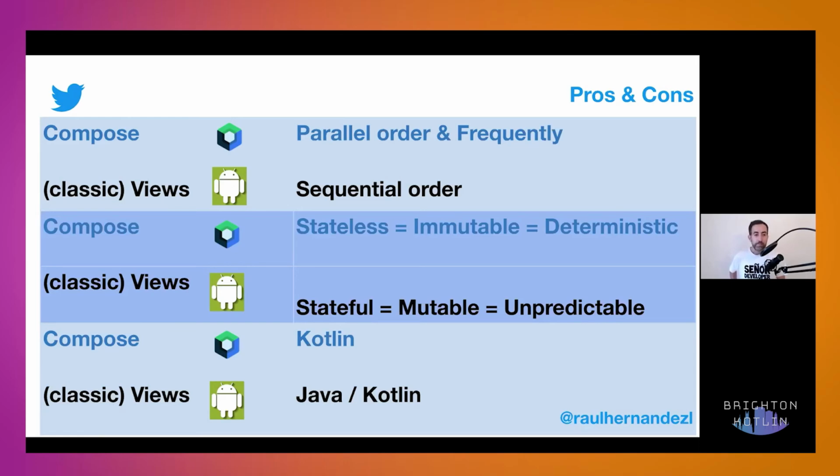Think about it. Compose is stateless. That means it doesn't care about states, but cares about immutable data. By having immutable data, we can actually make sure that everything is deterministic, and we can predict what we have in our composed views. Classic views are stateful. That means that everything can change. You probably need to handle different states from different views.